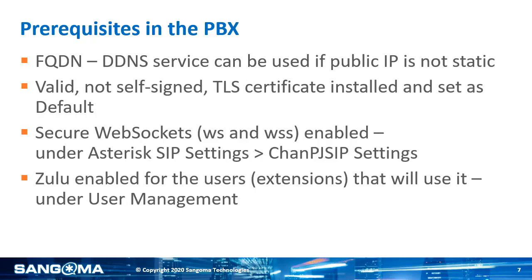Fully qualified domain name in the PBX. This is for proper secure WebSockets and WebRTC communications. If the public IP of our environment is not static, we can use a dynamic DNS service for this. Next, a valid, that is not a self-signed, TLS certificate must be installed and set as the default certificate of the PBX. Also, secure WebSockets, WS and WSS, must be enabled. Configured under SIP settings, chan PJSIP settings.